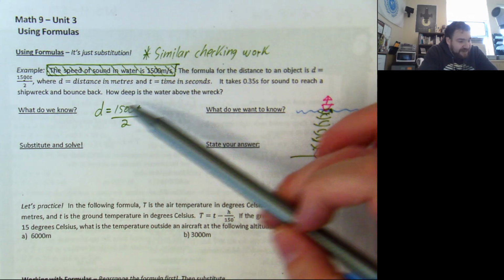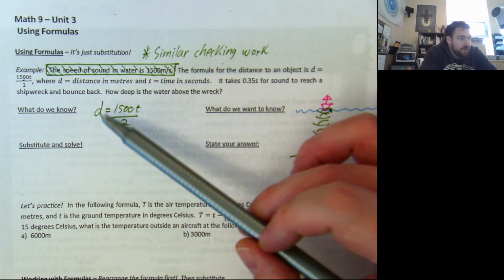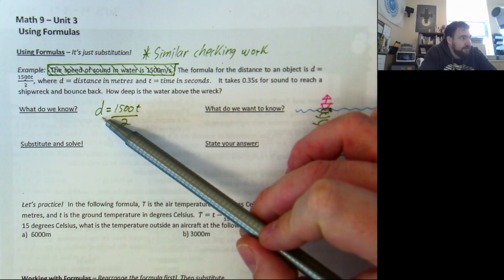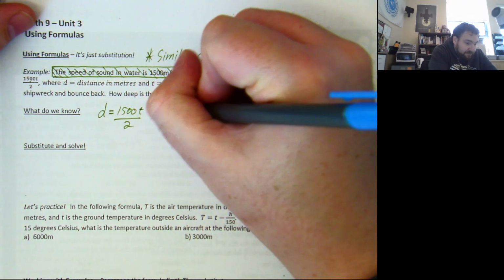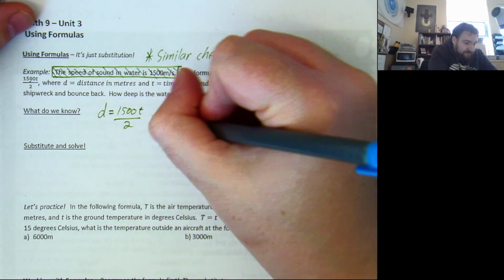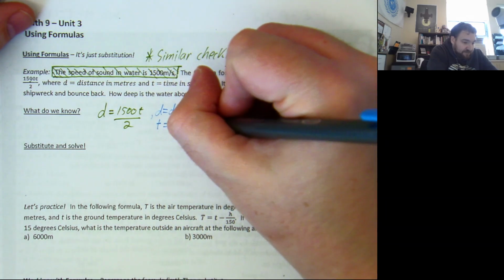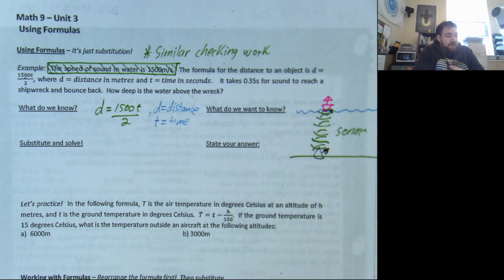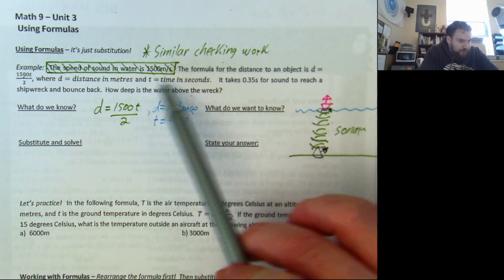The second part of that sentence actually gives us context for what these letters mean. What does the letter D mean? D is distance in meters, and T is time in seconds. So when they give you a formula, write it down. When they give you meanings for variables, record those too.